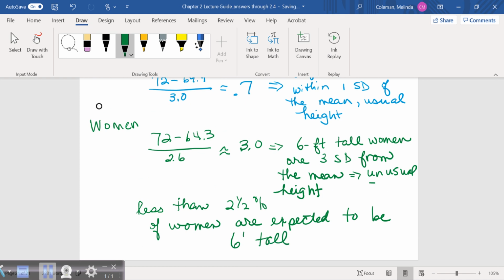And again, that should make sense to us. So it's taking an actual physical number, the actual height, and it's comparing it to standard deviations so that we can then compare it to where it falls within that data set. 6 foot tall man is really unusual. 6 foot tall woman is really unusual. And that wraps up chapter 2.